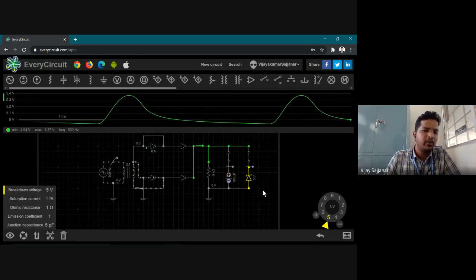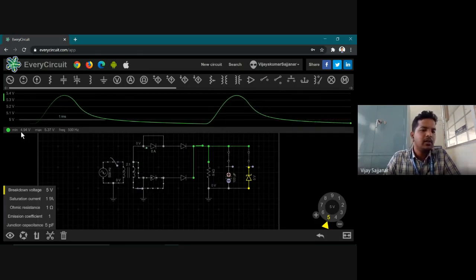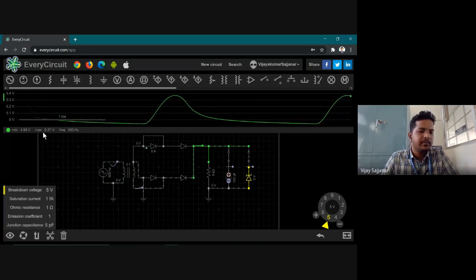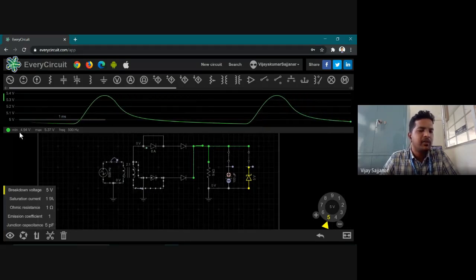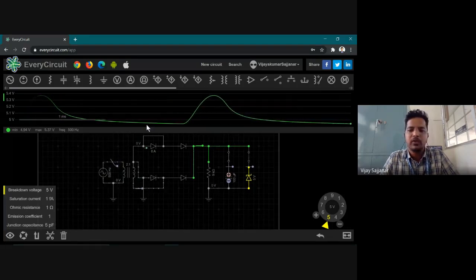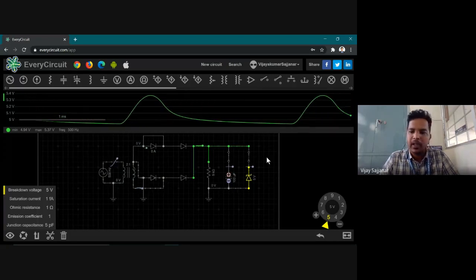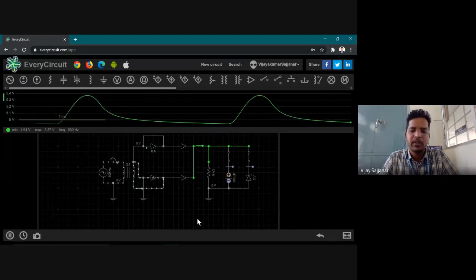Yes, very good enough. We have a wave at 4.94 till 5.37, very much near to 5 volts. So I'll stop here. We'll save this circuit.